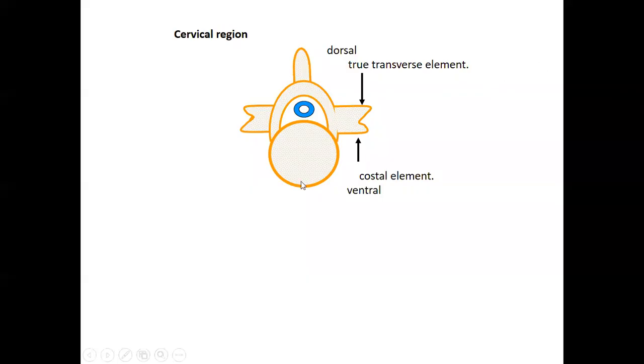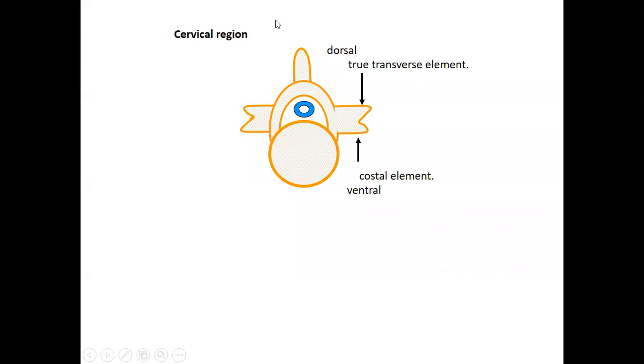This picture is just to show you how the process happens at the vertebral arch, or neural arch. What are the processes that happen at the vertebral arch? So this is the cervical region.